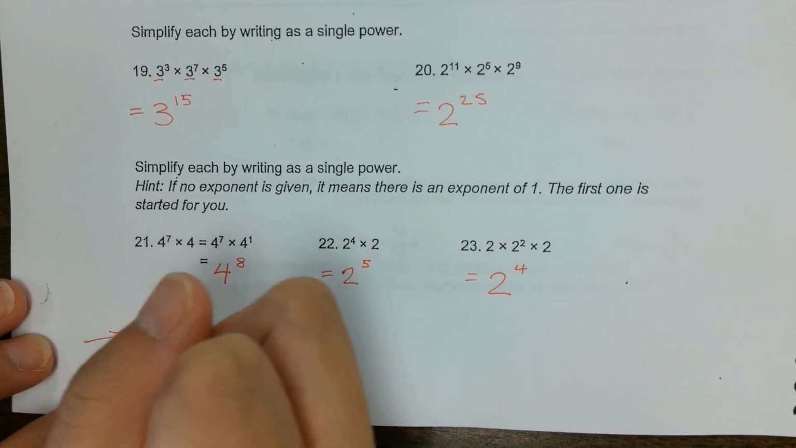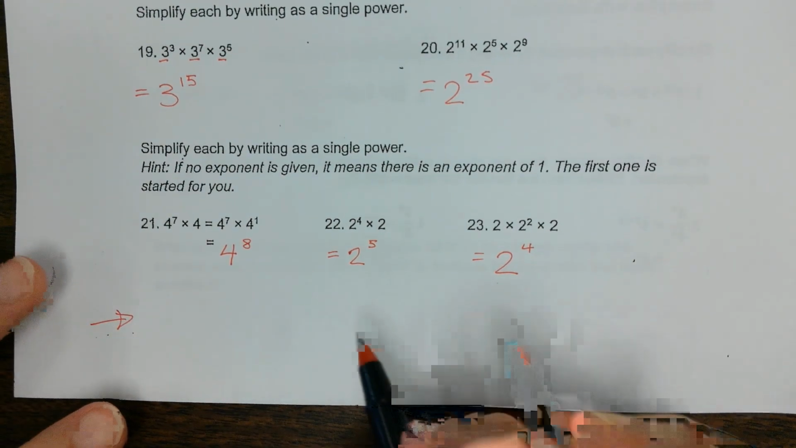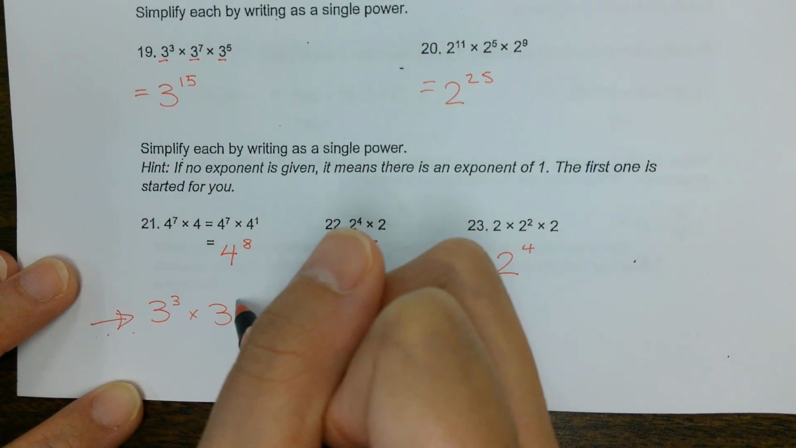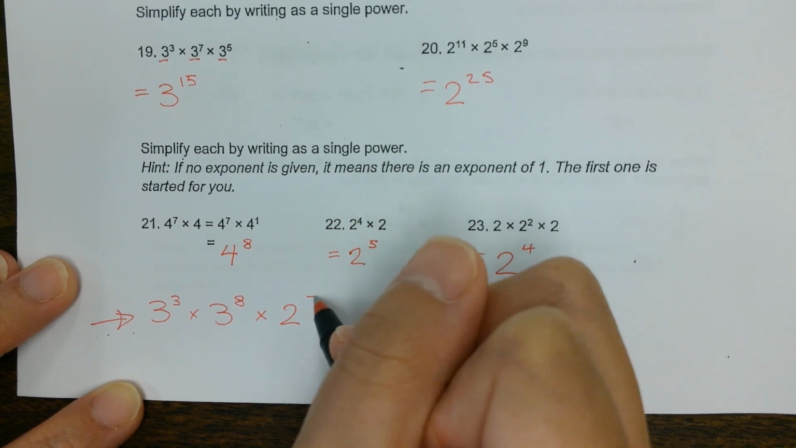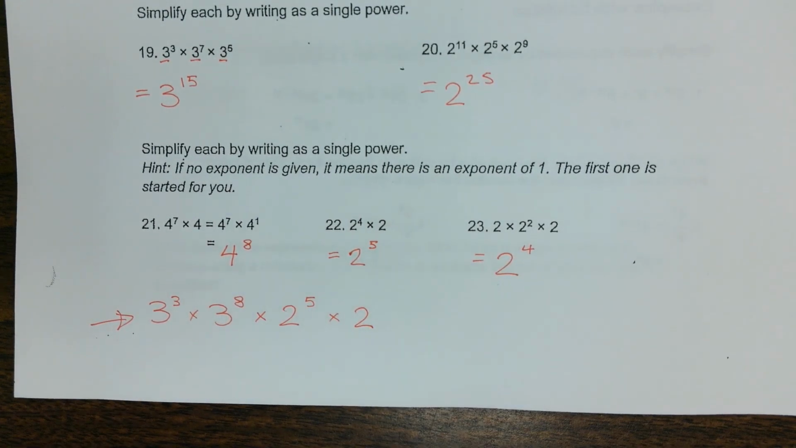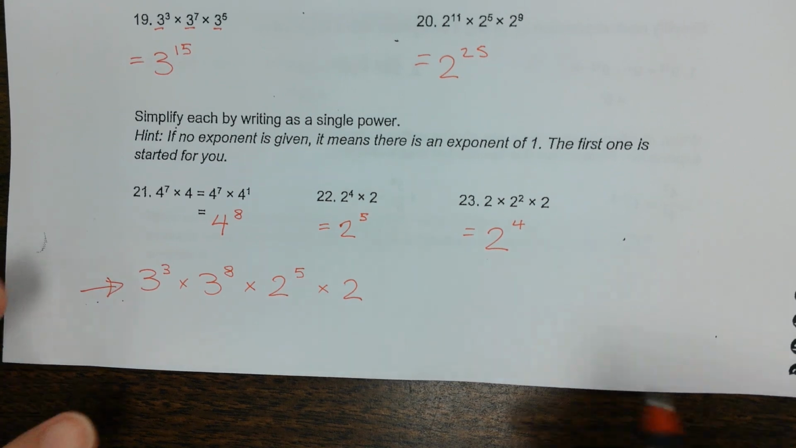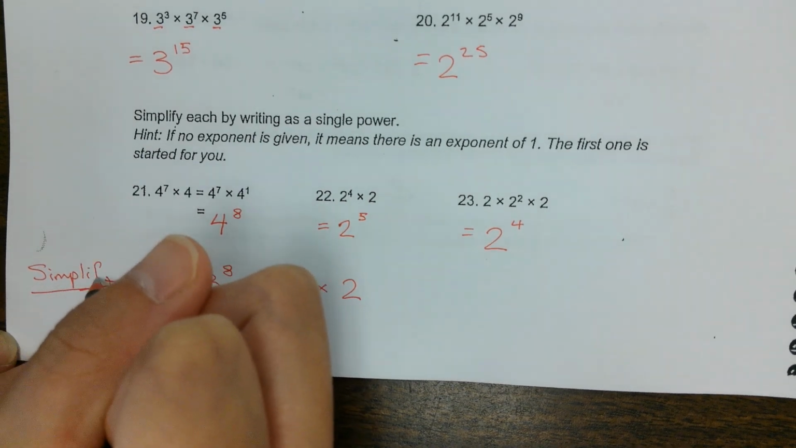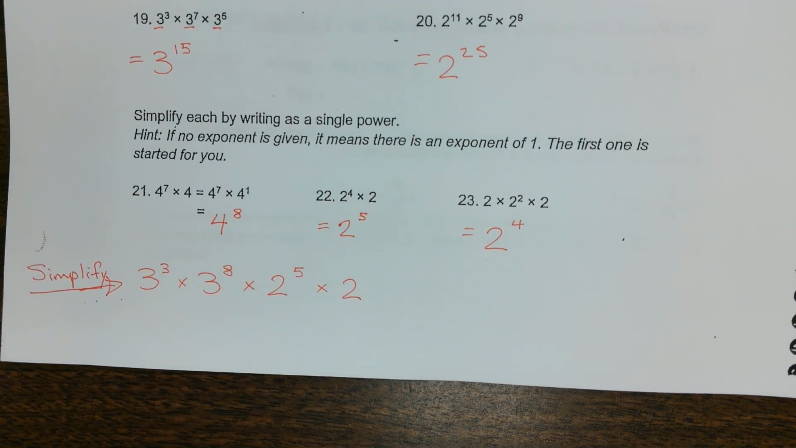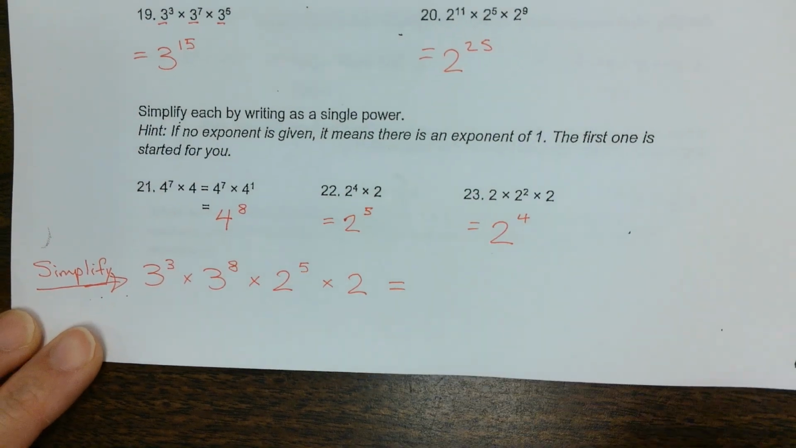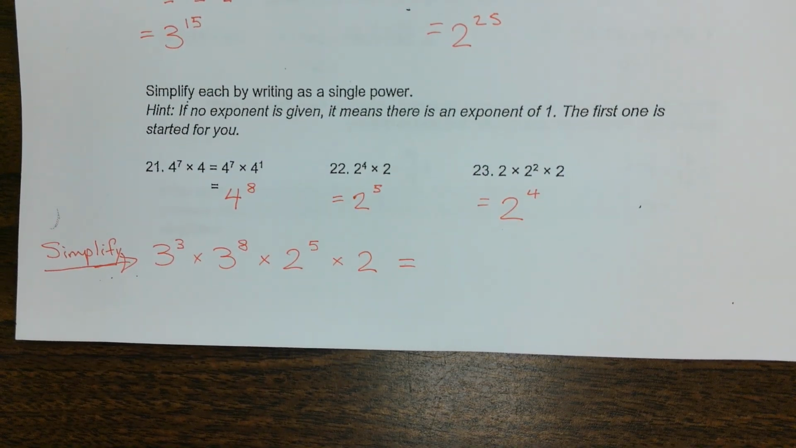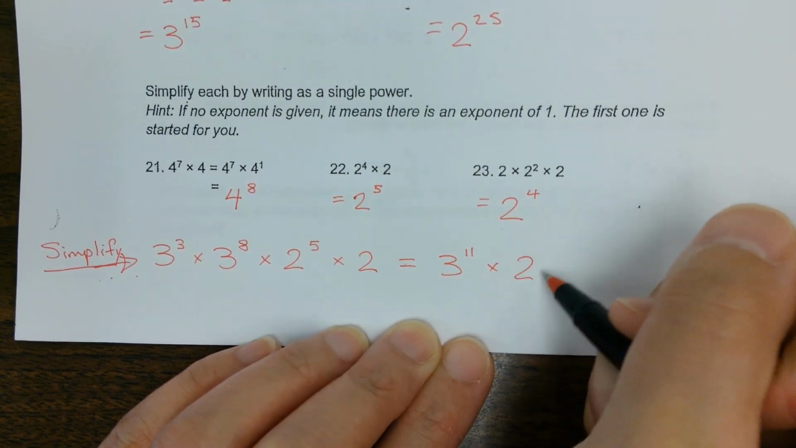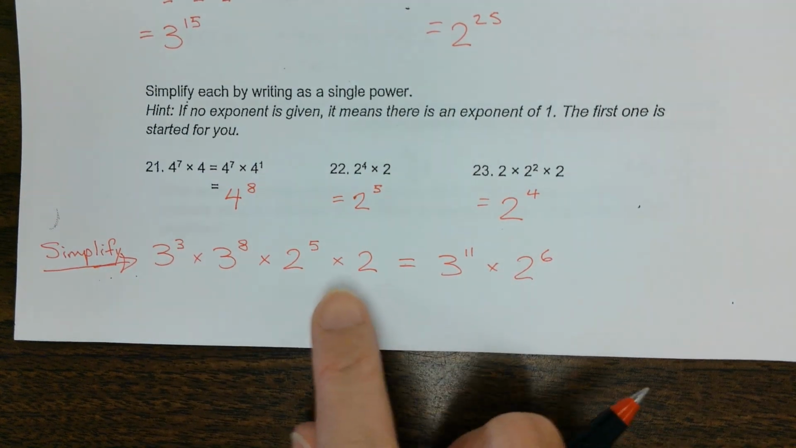Good. Again, another question from random question for me. 3 to the power of 3 times 3 to the power of 8 times 2 to the power of 5 times 2 to the 2. Okay. Simplify. The question says simplify. So if the question here says simplify, what would you simplify this to? Pedro? 3 to the power of 11 times 2 to the power of 6. Good job. All right, that's simplify.